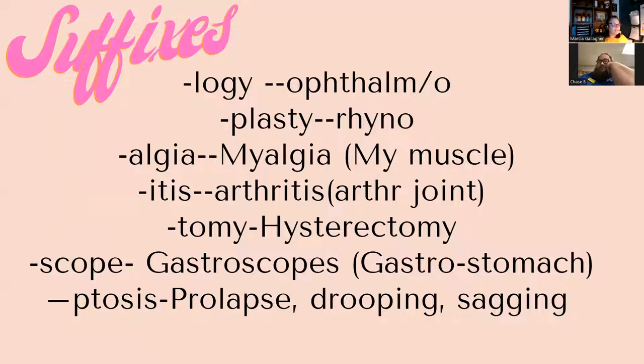So we're going to look at some suffixes, and we've already gone over these. For example, ophthalmology, that's how ology and optimal would go together. Ophthalmology, that's the study of the eyes. Then plasty, there's rhinoplasty. Algia, my means muscle, so myalgia, which is going to be pain in your muscles. Arthr means a joint, your joints. So arthritis would be inflammation in your joint.